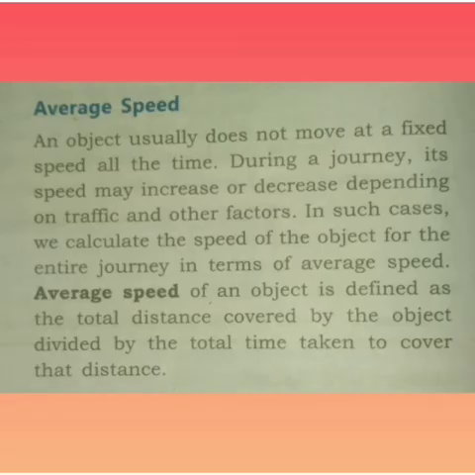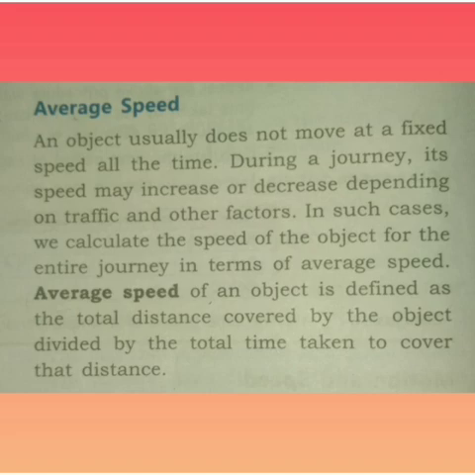Now, what is average speed? So, an object usually doesn't move at a fixed speed all the time. During a journey, its speed may increase or decrease depending on traffic and other factors. Suppose you are going from Panna to Nagpur. As it is so far and having traffic and toll nakas, somewhere due to tiredness, speed may be slow or fast and some other factors.